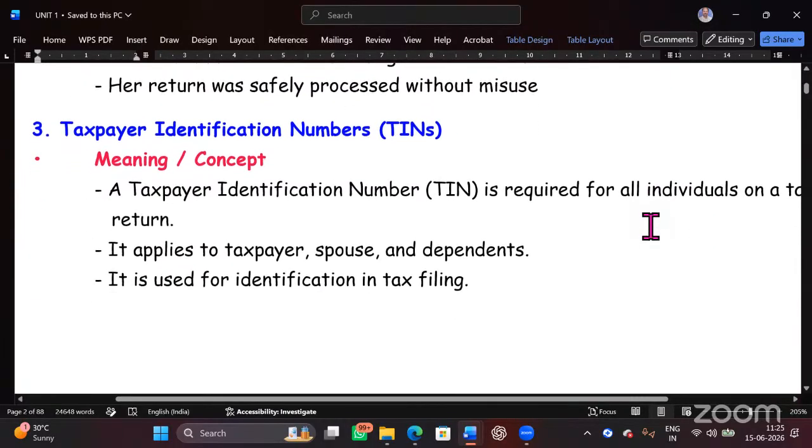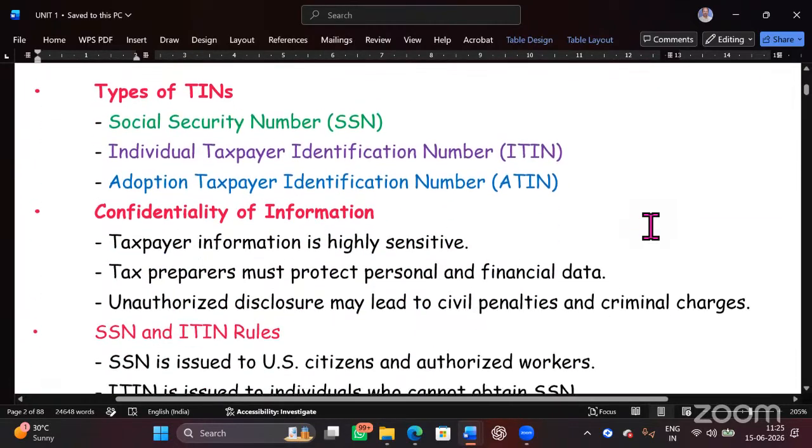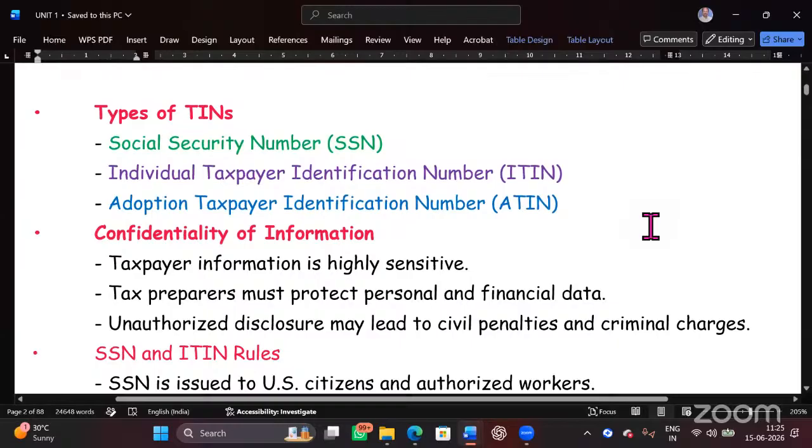Now coming to the taxpayer identification number. Basically we are having 3 types of documents. One is the social security number, individual taxpayer identification number, and adoption taxpayer identification number.